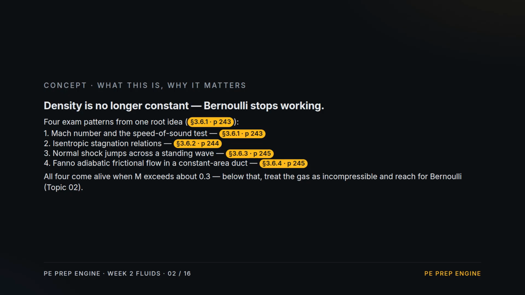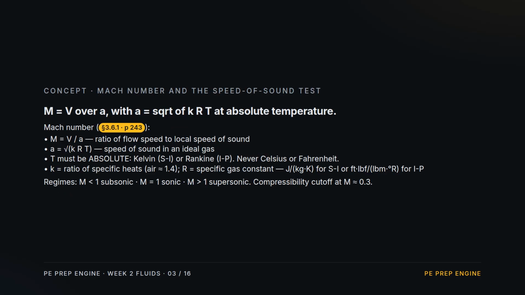All 4 engage when Mach exceeds about 0.3. Below that, treat the gas as incompressible. Bernoulli still works. Mach number is the flow speed over the local speed of sound. Speed of sound for an ideal gas is the square root of kRT, with temperature absolute, Kelvin or Rankine, never Celsius or Fahrenheit. Below Mach 1 subsonic, at 1 sonic, above 1 supersonic. The compressibility cutoff sits near Mach 0.3.